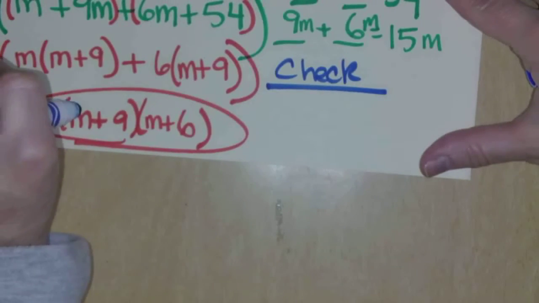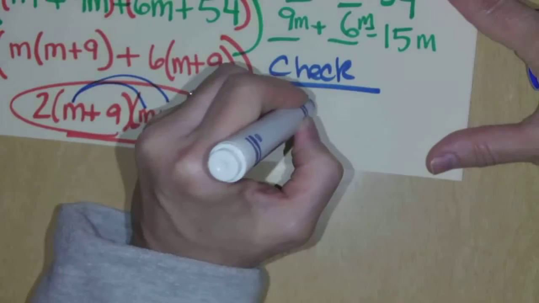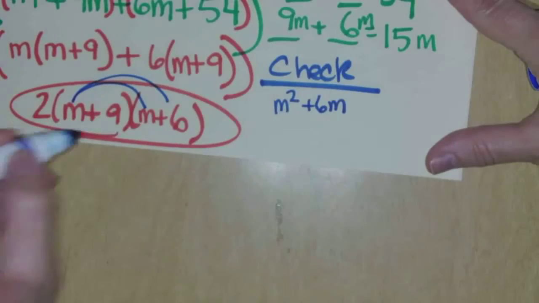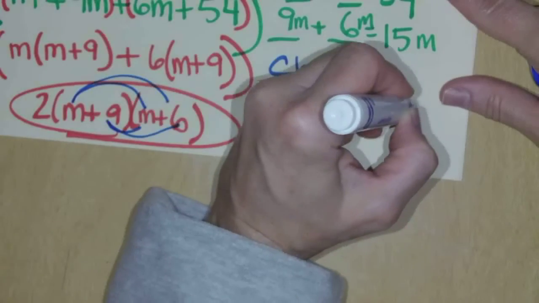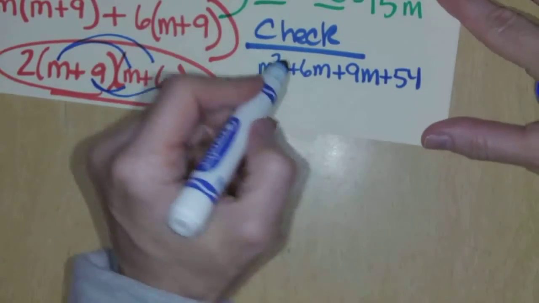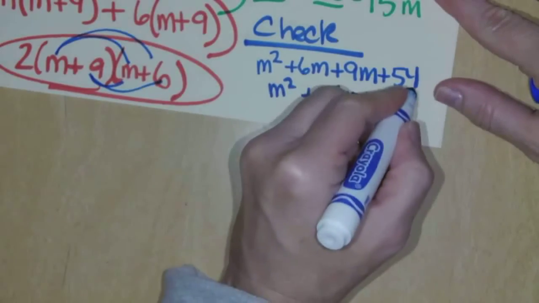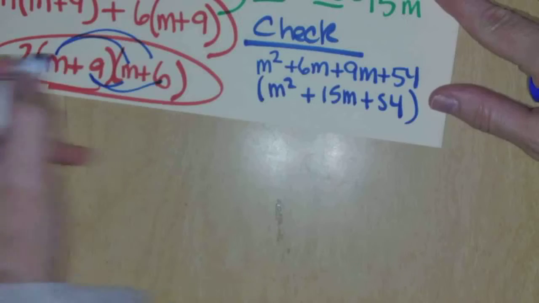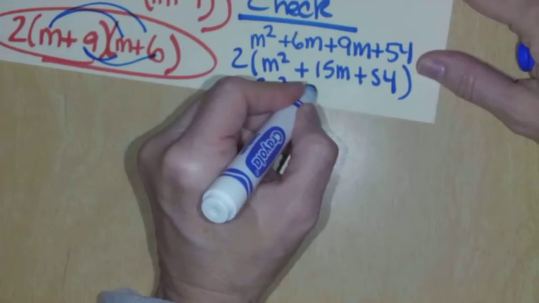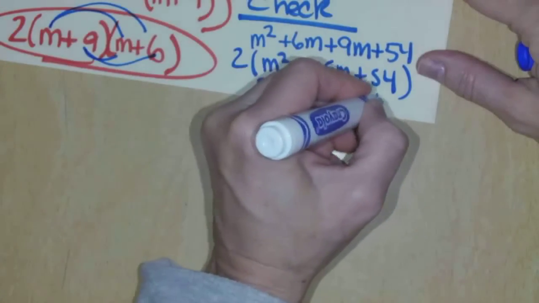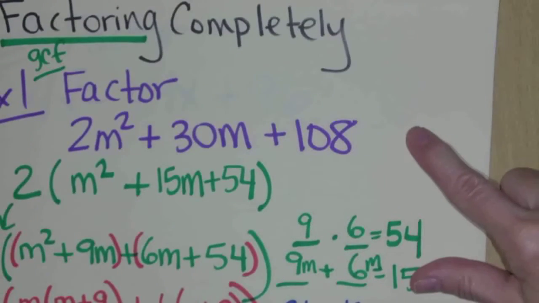So what I'm going to do is m times m is m to the second, m times 6, 6m, 9 times m, 9m, 9 times 6, 54. So that's going to give me m squared plus 15m plus 54. And now I'll distribute the 2. So that's going to give me 2m squared plus 30m plus 108. That's a good check, because I'm right back where, ta-da, I started.